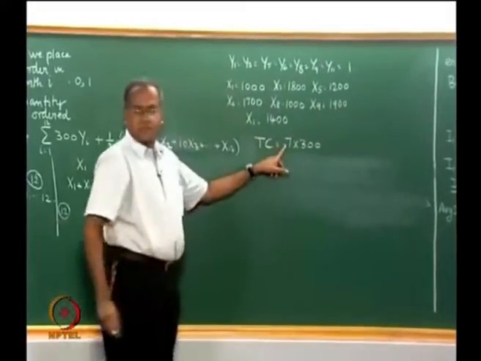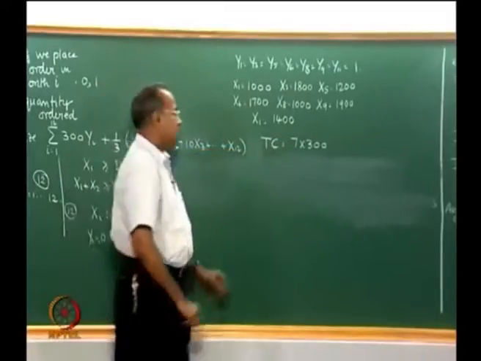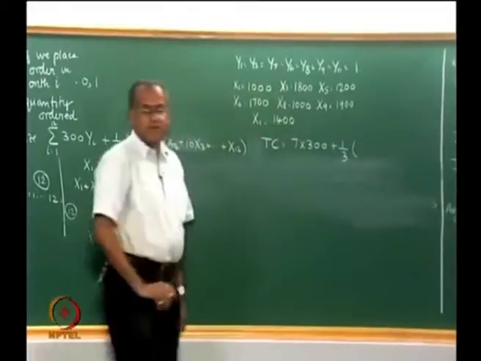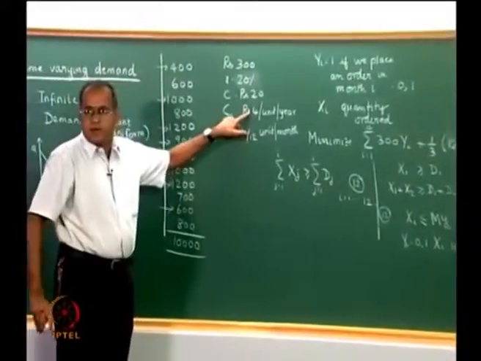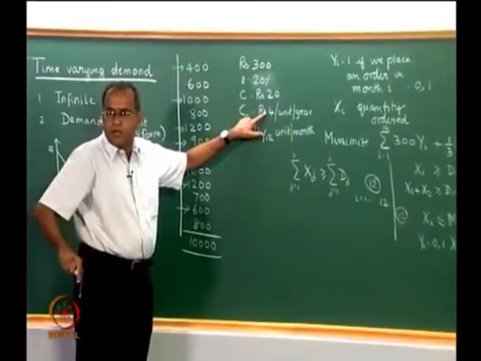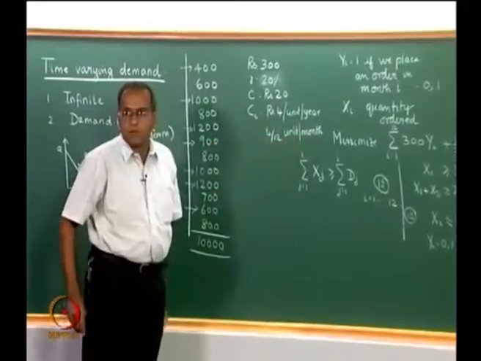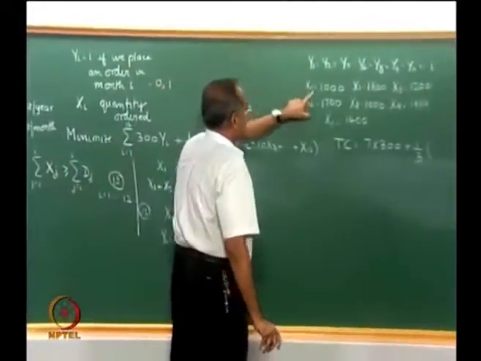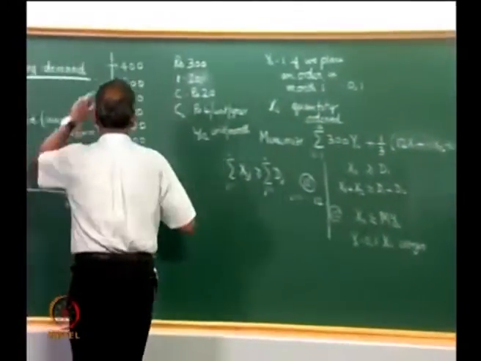So there are 7 orders, order cost is taken as 300, so 7 into 300 plus 1 by 3 is our CC. 4 per unit per year becomes 4 divided by 12 per unit per month, so 1 by 3 per unit per month. So now, we start the first month by ordering 1000. So first month beginning inventory is 1000.